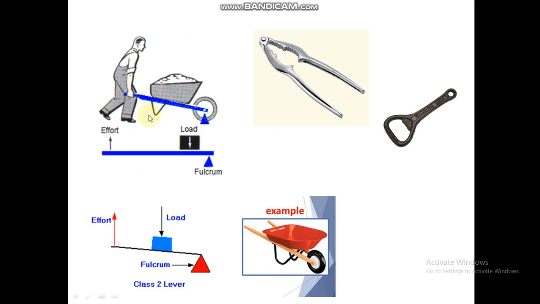As you can see in this diagram, this is your fulcrum here, this is load, and this is effort. So the load is between effort and fulcrum. Similarly, this is your fulcrum, this is your load, and here you apply the effort. Opener, you can see this is fulcrum, this is load, and this is effort. So these are the examples of the second type of lever.